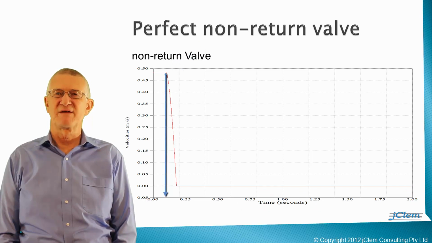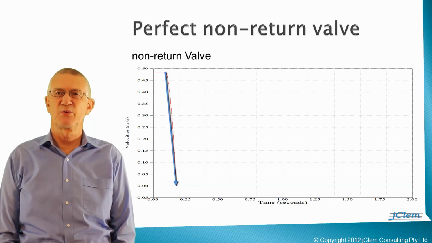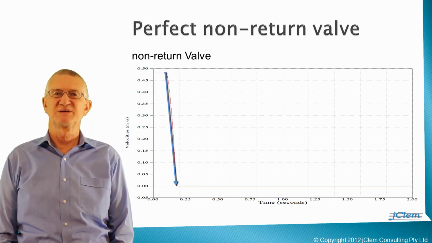In all of these graphs, the pump stops at the 0.1 second time mark on the graph. The water decelerates rapidly and reaches 0 velocity over about 0.1 seconds. That's a 0.58 metre per second change in velocity over 0.1 second, a deceleration rate of 4.8 metres per second squared.